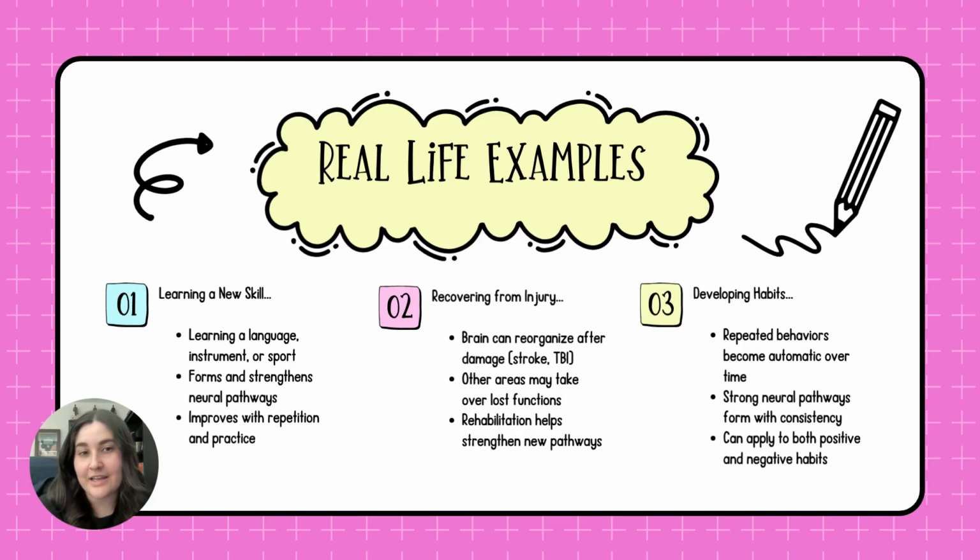All right, let's examine some real world examples. Brain plasticity shows up in everyday life. When we learn a new skill, like a language or instrument, the brain forms and strengthens neural connections through practice. It's also important in recovery from injury, where the brain can reorganize and adapt, especially with rehabilitation. Finally, plasticity plays a role in habit formation, where repeated behaviors become more automatic over time as neural pathways strengthen.